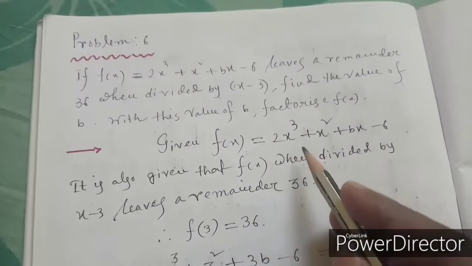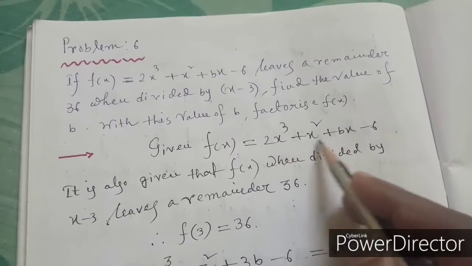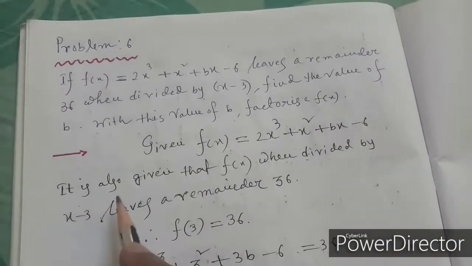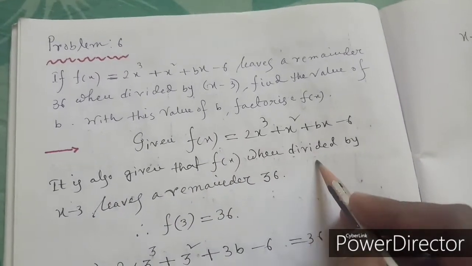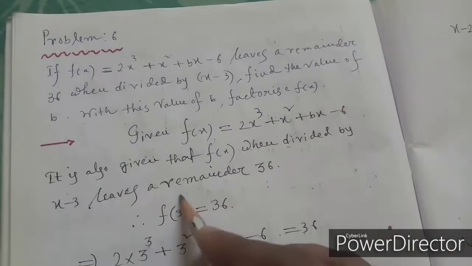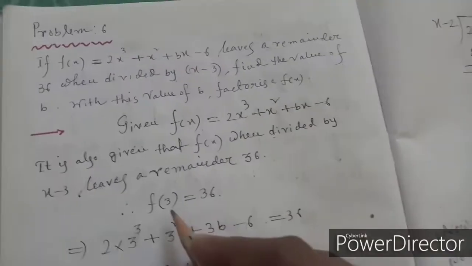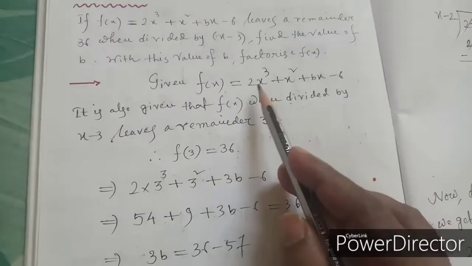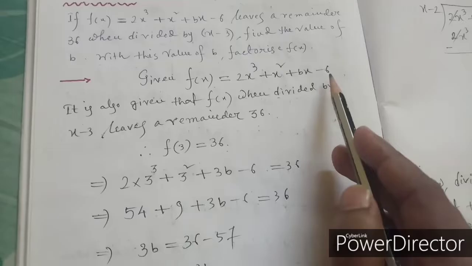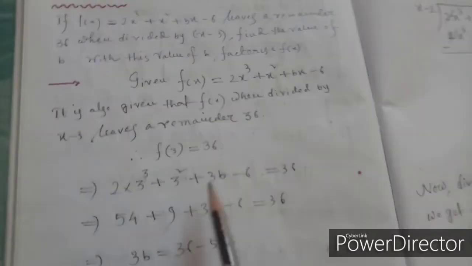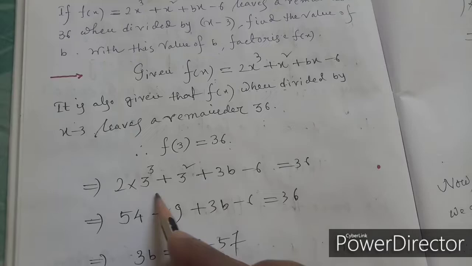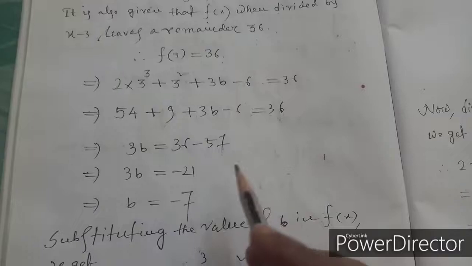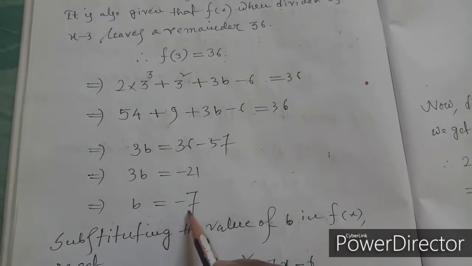Now given f(x) equals 2x cube plus x square plus bx minus 6. Got it? Now in your question, it is also given that f(x) when divided by x minus 3 leaves a remainder 36. Therefore, f(3) equals 36 according to the question. So now, since f(x) equals 2x cube plus x square plus bx minus 6, f(3) equals how much? 2 into 3 cube plus 3 square plus 3b minus 6 equals 36. So after simplification, we get b equal to minus 7.